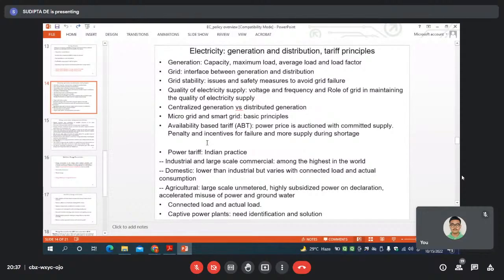So in summary, the power tariff, according to existing practice, has different types of tariffs. One is the industrial and large scale commercial, which is the highest and a very high price. Then what is the impact? The impact is that industrial product cost will also be high.